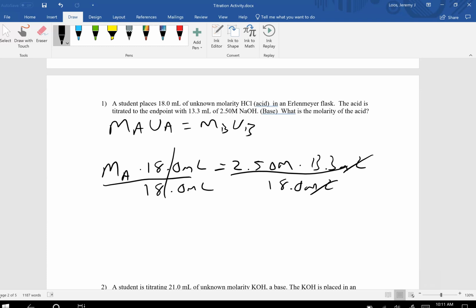So the math is 2.5 times 13.3 divided by 18. That's going to come out to about 1.847. Call it 3 sig figs, 1.85. So we have used this titration process, and we've figured out that that HCl must have a concentration of 1.85.